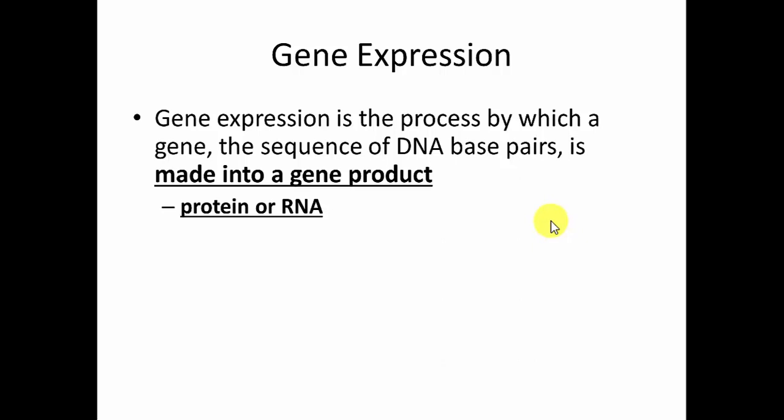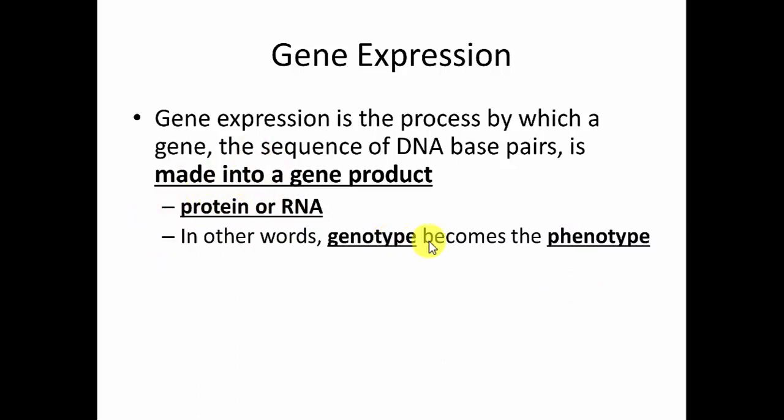In general, it's the process by which a gene, the sequence of DNA base pairs, is made into a gene product. And we've talked about this in Part 1, but the gene product is going to be some kind of protein or RNA. For the most part, in our lecture today, we're going to focus on the roles of proteins. So, in other words, we talked about the terms genotype and phenotype in Part 1. This is essentially when the genotype becomes the phenotype, or you say it as the genotype is expressed into the phenotype.